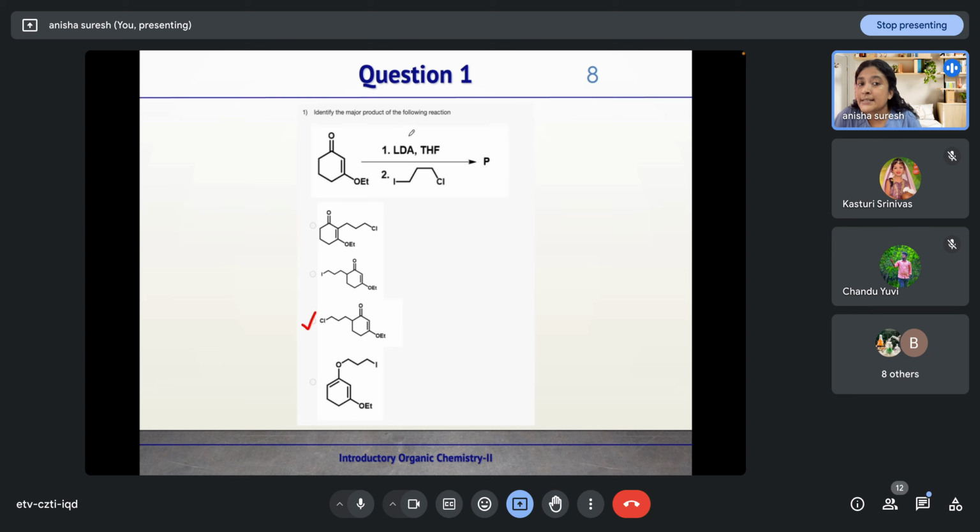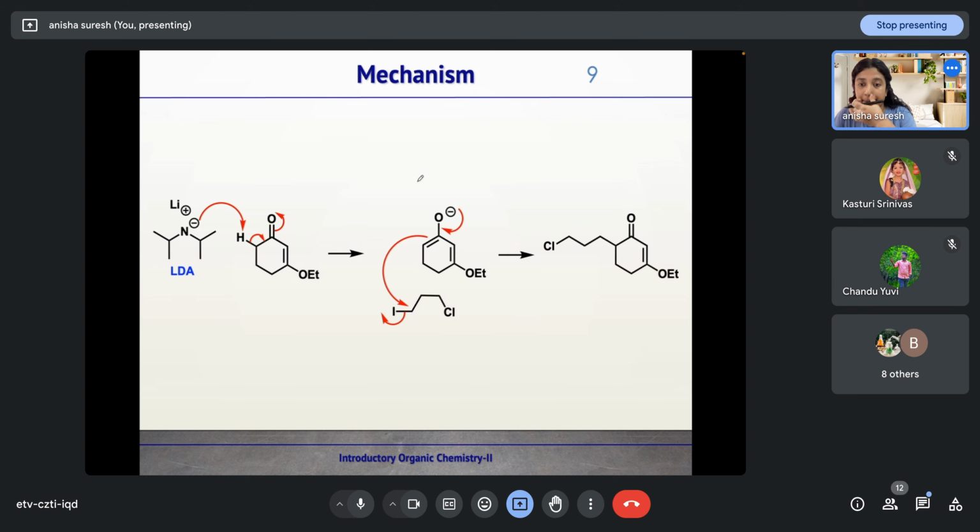So LDA, since it is a bulky base, will be abstracting the proton from this side, leading to formation of the enolate here. And once this O minus is falling back, this C double bond C will be going and attacking on this position. Since iodine is a better leaving group, it will be attacking at this position compared to this position. Chlorine is a less facile leaving group. So this is the mechanism.